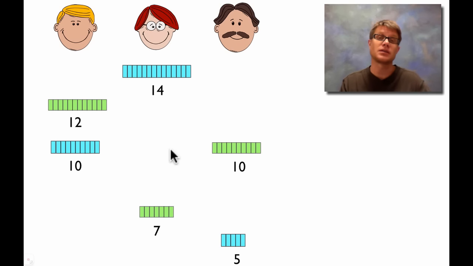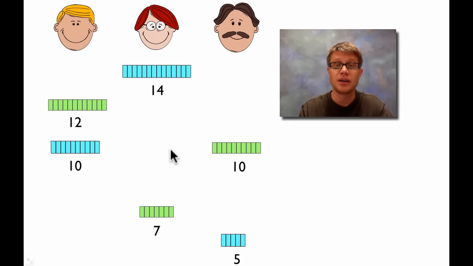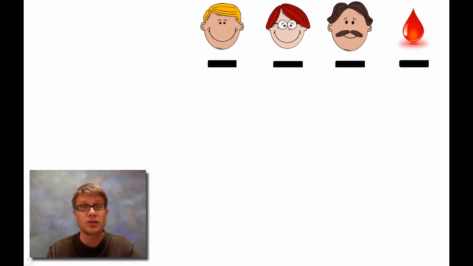When would we ever want to do this? Forensics is one reason, and then also in maternity, figuring out who's dad. And so let's talk about the murder. There was a murder that was committed. Somebody was brutally murdered by one of these three suspects, so Mr. Blonde, Mrs. Red, or Mr. Mustache. But they left blood at the scene.